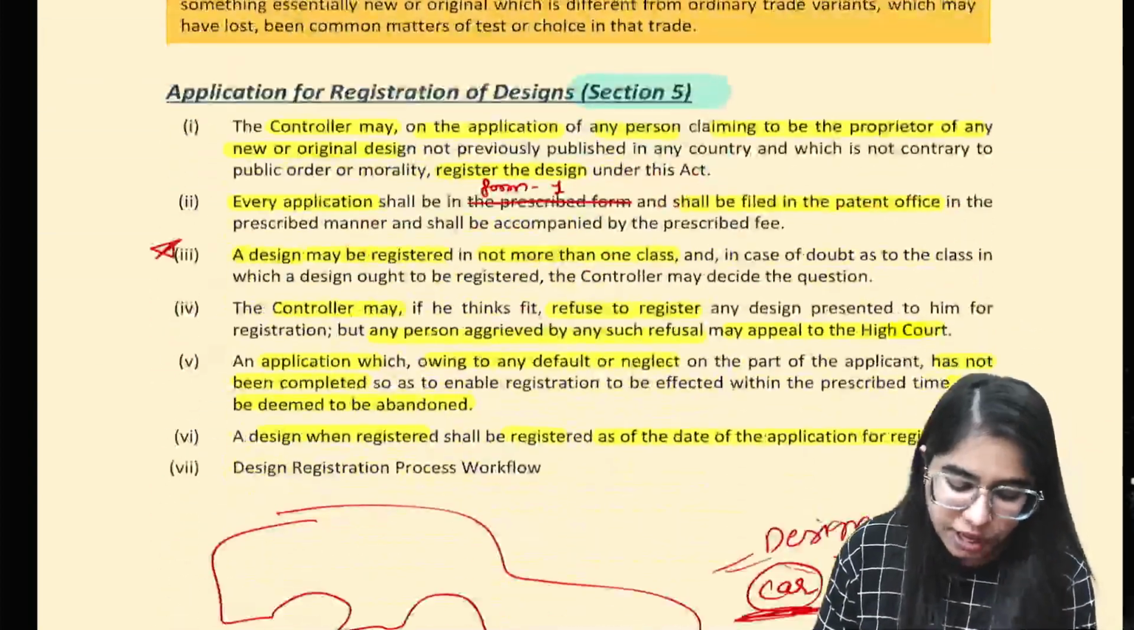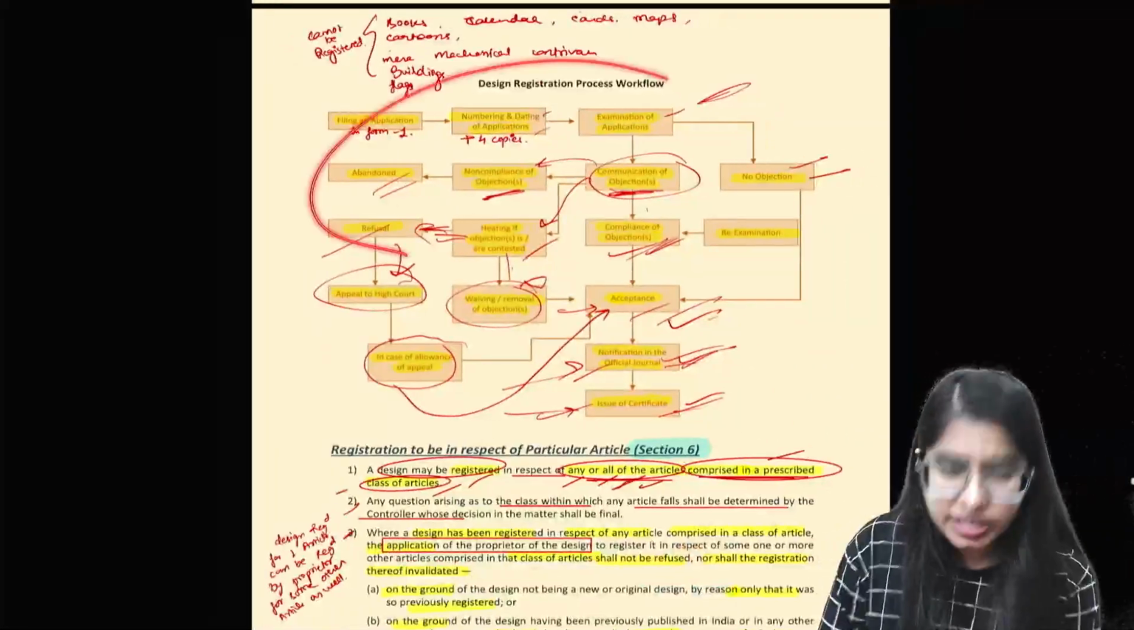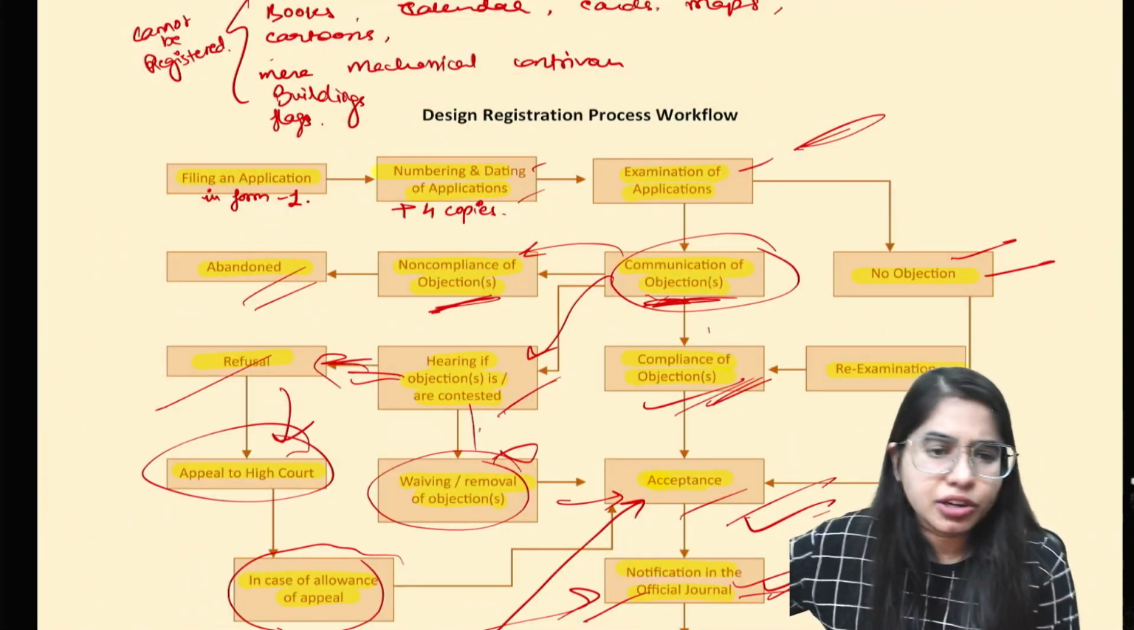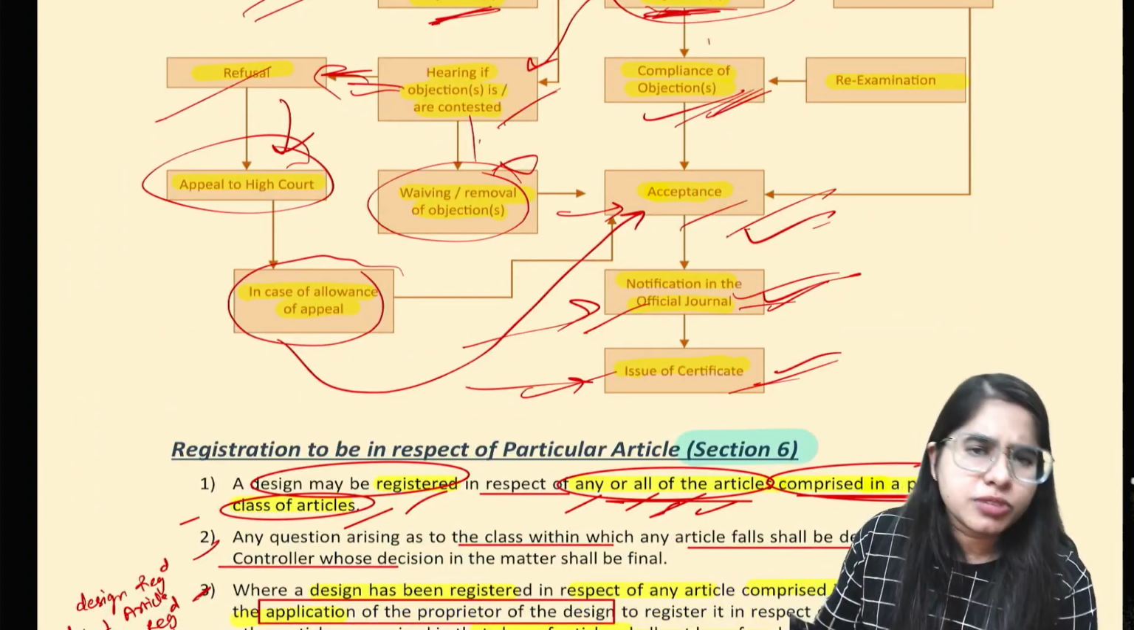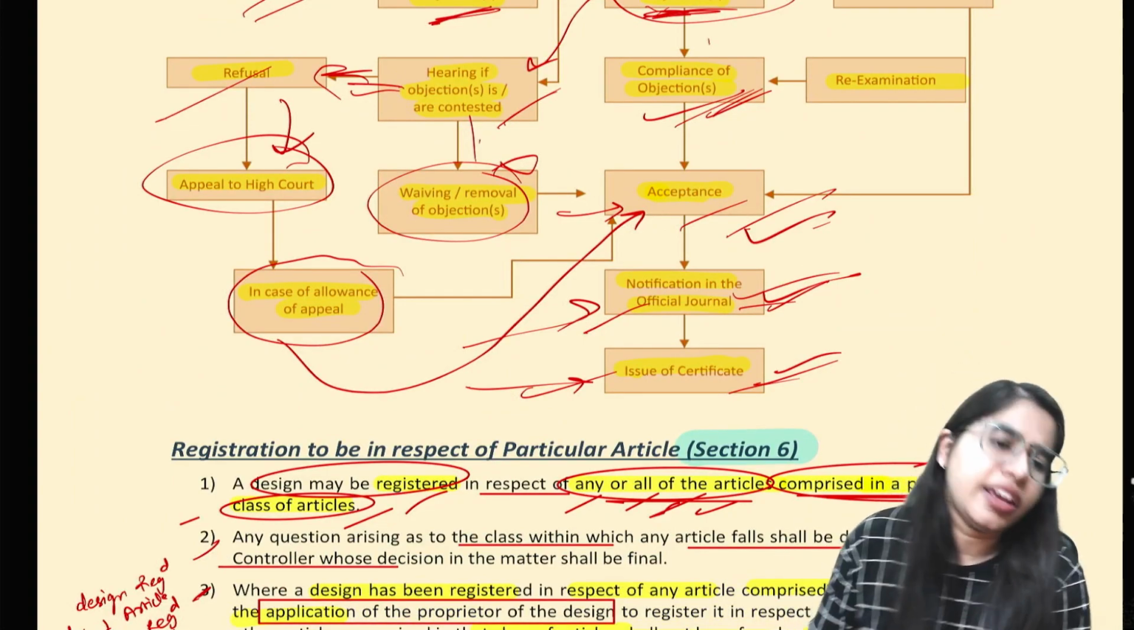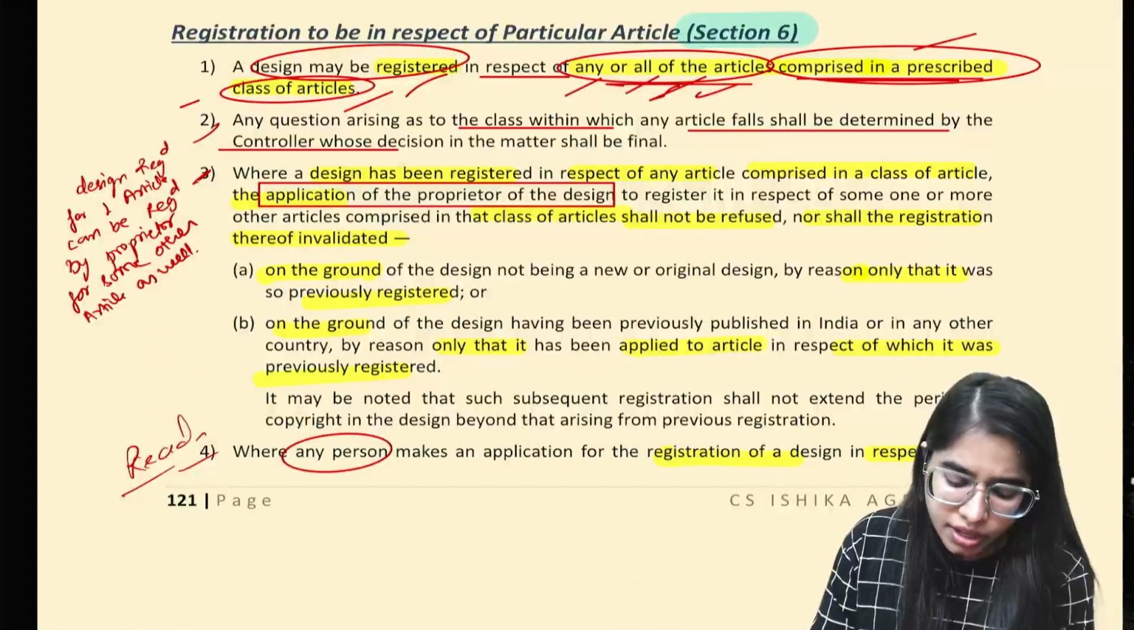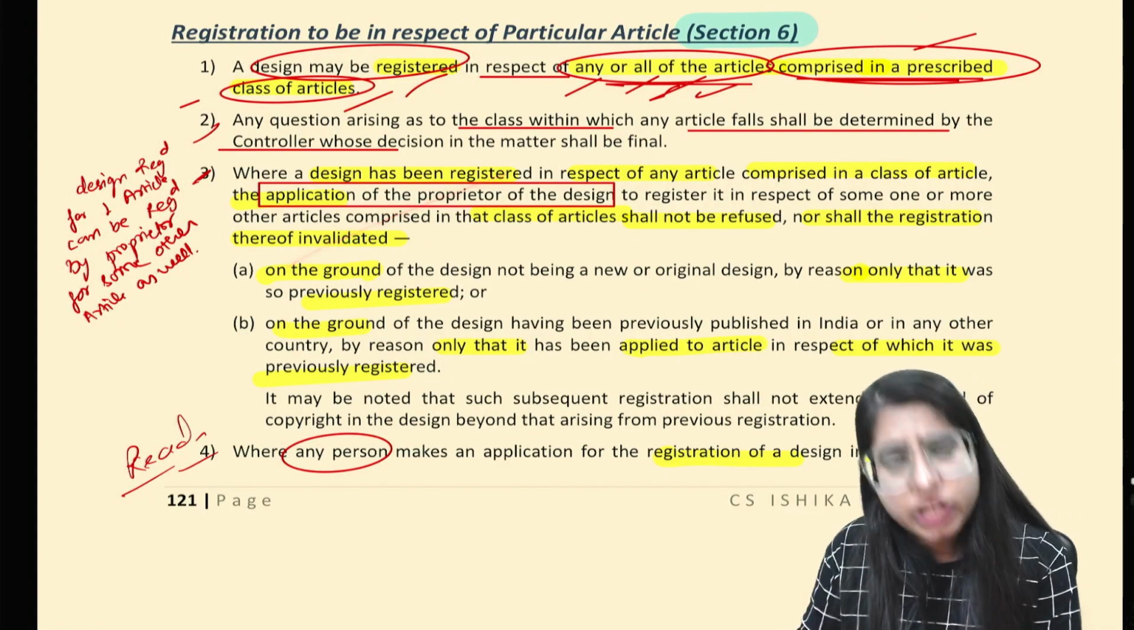After that we did the process of registration. This table: process, make an application, they will do the examination and all. If no objection, they will register. If objection is there, a hearing will be done. Then a joint application can also be done.